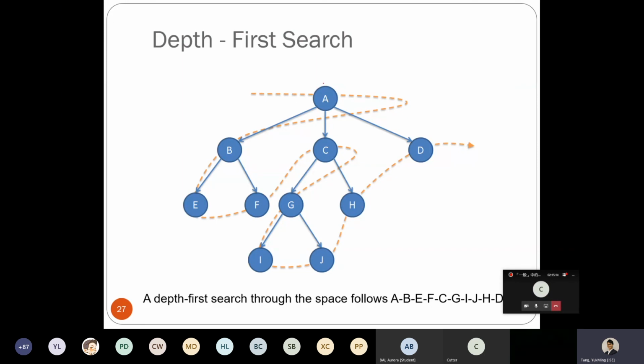So remember, the depth first search goes from left to right. We go through the depth on the left-hand side first.